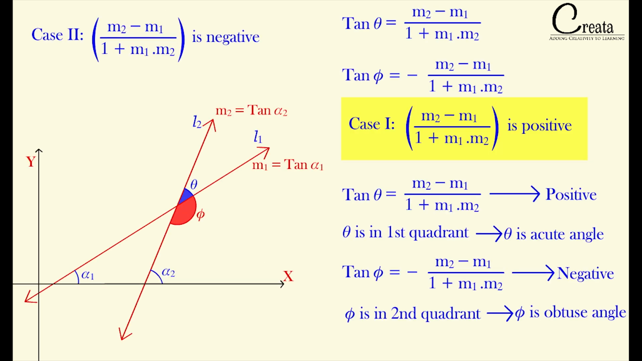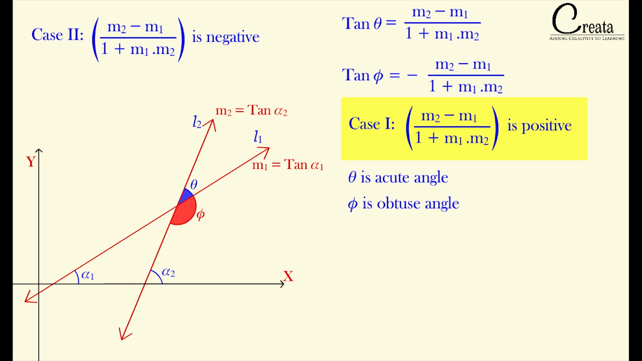If tan theta is positive, it means theta is coming in the first quadrant, that is theta is in the range of 0 to 90, that is an acute angle. And tan phi is negative, that is it is coming in the second quadrant, and phi is in the range of 90 to 180, that is an obtuse angle. Are you catching this concept? Okay. So this is the first case, that is theta is acute and phi is obtuse.